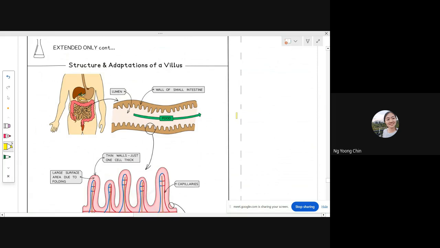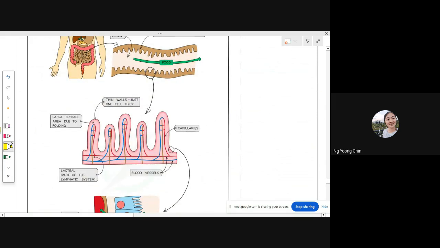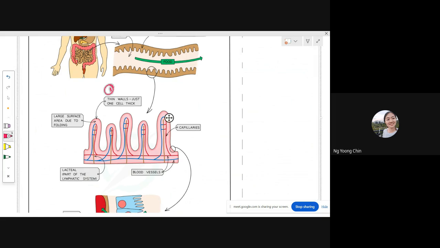And now we have a look at the villus. So this is a villus. You should know about the structural adaptations of the villus that help in nutrient absorption. The first structure is that they have a very thin wall. We call it one cell thick, because the thickness is just like a cell. So it allows the nutrients to be absorbed very quickly without travelling a long distance. They just require a very short distance, then they are able to get into the blood capillary.